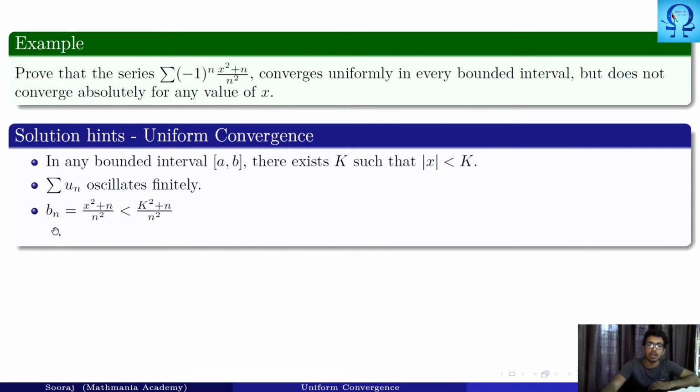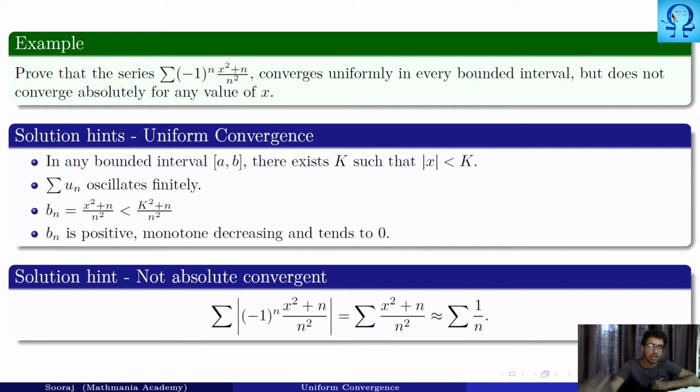Okay, now just apply your Dirichlet test. You would be able to justify that it is uniformly convergent. Now to prove it is not convergent absolutely, just take the absolute value. You are seeing that it is (x square plus n) upon n square. When you try to examine the convergence of this series, you would compare this with 1 upon n. Since summation 1 upon n diverges, we come to a conclusion that summation (x square plus n) upon n square diverges. That means it is not converging absolutely.